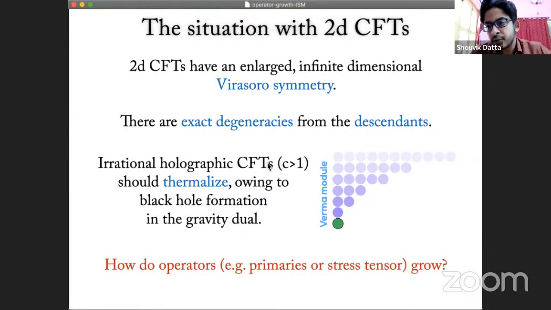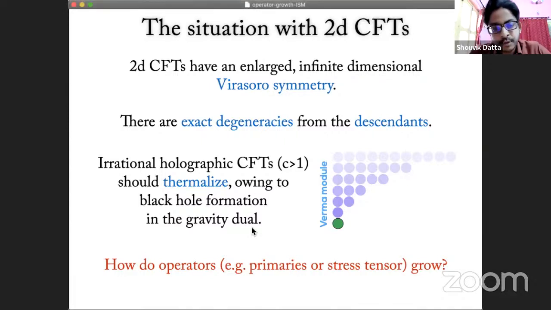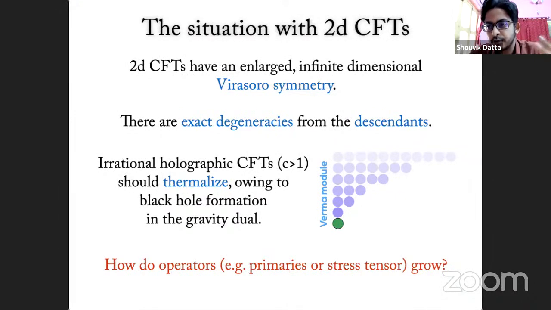We shall be considering irrational holographic CFTs in the stock, so c greater than 1, and we roughly have in mind a putative holographic dual in AdS3. These theories should exhibit chaotic features and also should thermalize, because we know there are black holes present in AdS3. So one question I would like to ask here is: how do simple operators in CFTs, like primaries or the stress tensor, grow? How can we analyze the growth of these operators?